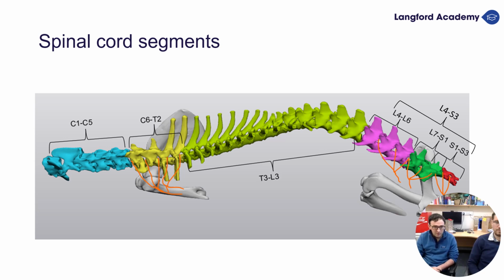The spinal cord we break up into four spinal cord segments. We have the cervical spinal cord segments of C1 to C5 and C6 to T2, which, if affected, will affect all four limbs. And then we have the thoracolumbar and lumbosacral spine segments of T3 to L3, and then, broadly speaking, L4 to S3, which can be further broken down. For the purpose of this talk, we're going to focus a little bit more on C1 to C5 and T3 to L3.